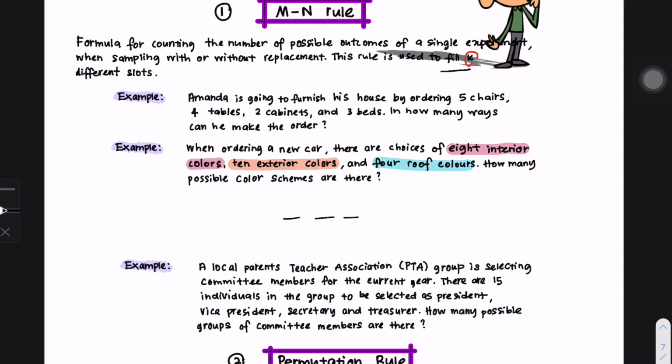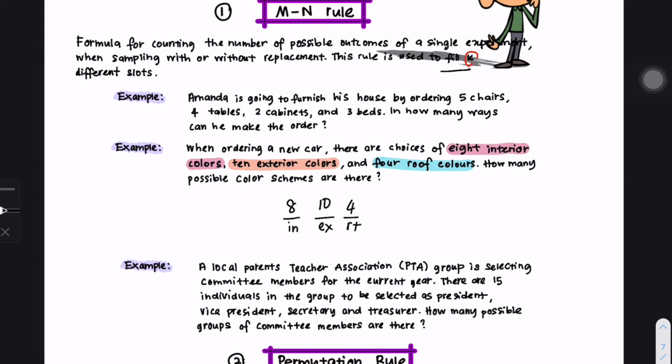Okay, so untuk slot yang pertama adalah pilihan interior colour, colour bahagian dalam. Untuk slot yang kedua adalah pilihan exterior colour, colour di bahagian luar. Dan untuk pilihan yang ketiga adalah untuk pilih rooftop colour. Okay, so untuk interior colour ada berapa pilihan yang awak ada? Awak ada 8 pilihan. Untuk exterior colour ada berapa pilihan? You have 10 choice. And for rooftop you have 4 choice.